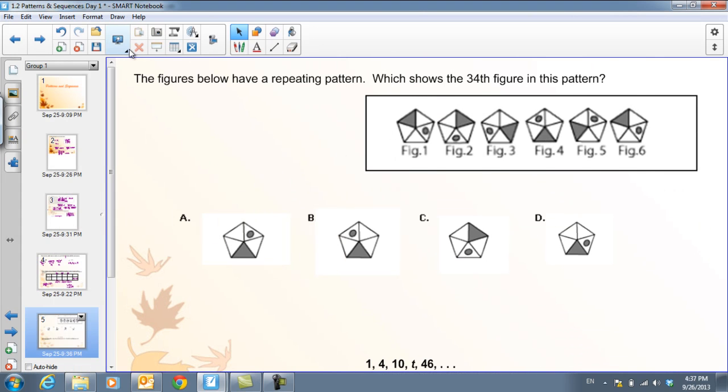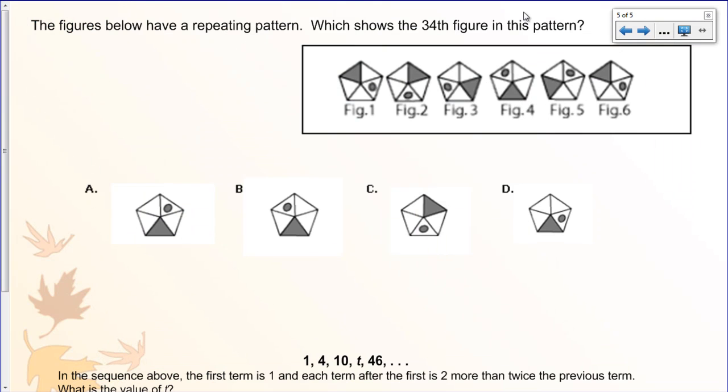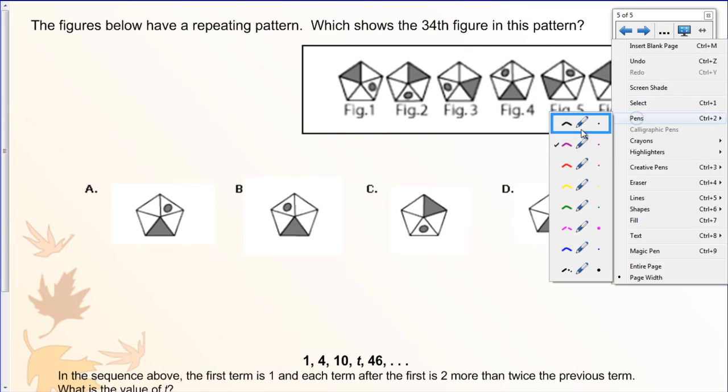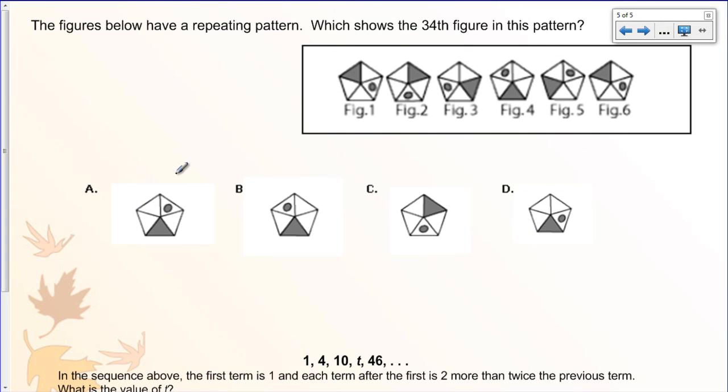Okay, so this next one right here, they give you this pretty little picture, and they want to know what the 34th would look like. And so aside from just drawing it until you get to the 34th one, you can't really make a table. That's not a lot of fun. So here's what we're going to do.